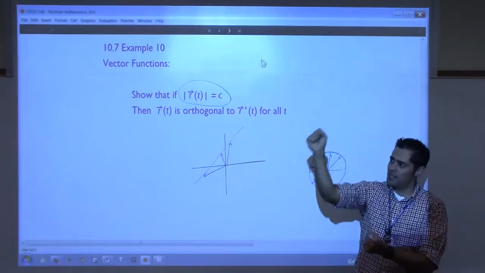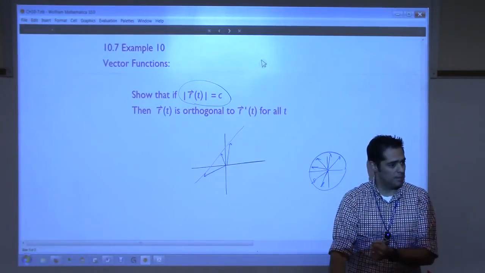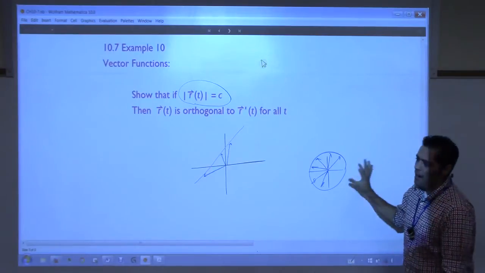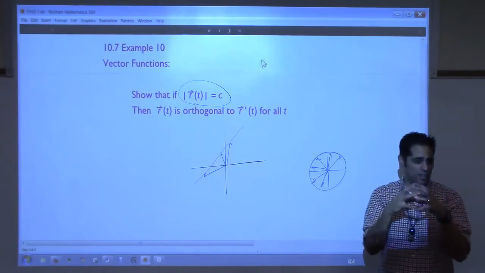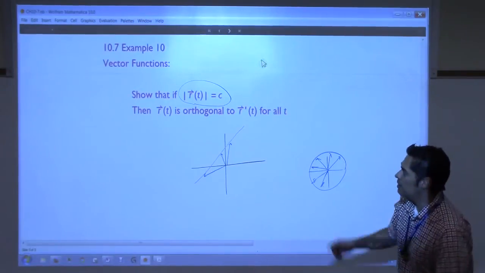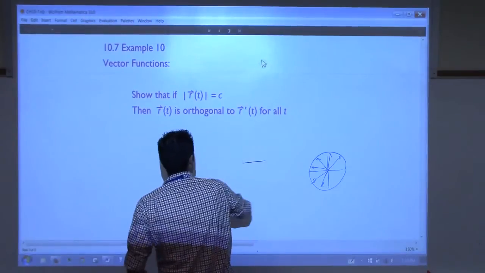And so the distance from the origin to that curve is always the same, isn't it? So in 2D, it has to be a circle. But in 3D, it can be any curve that lives on a sphere. We want to show that the vector function is orthogonal to its own derivative.